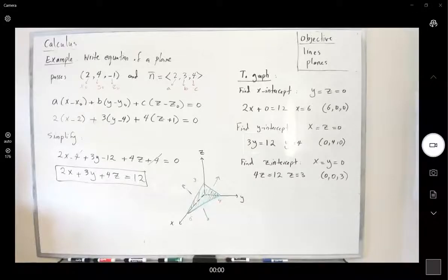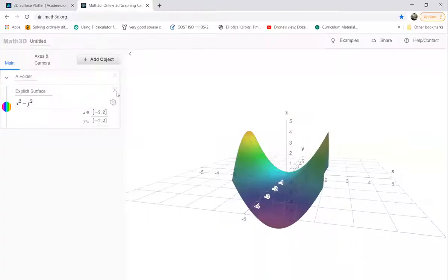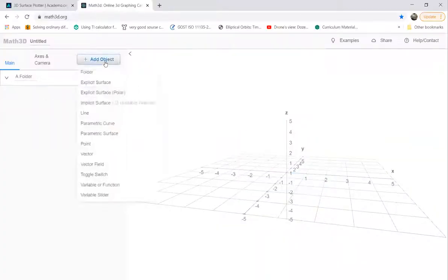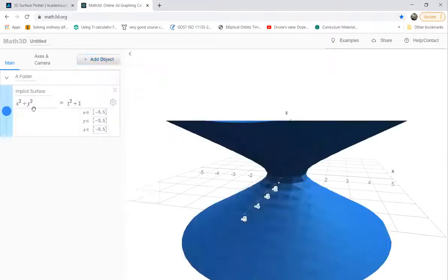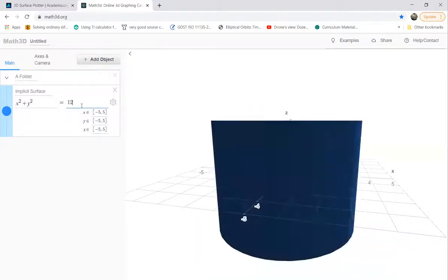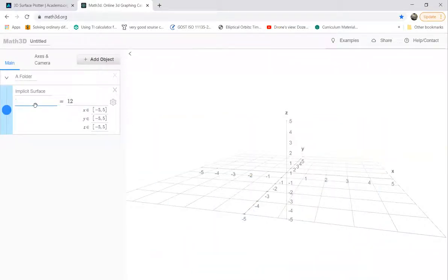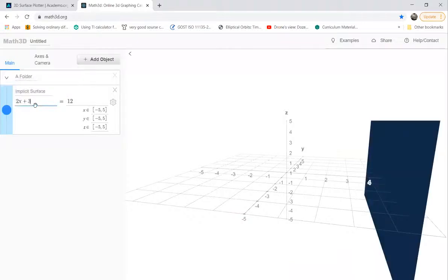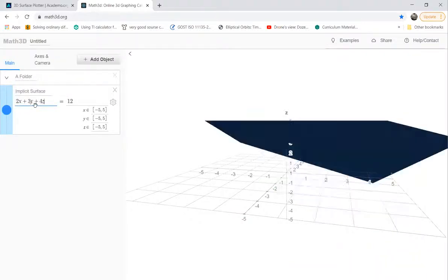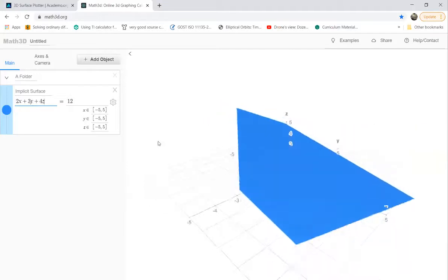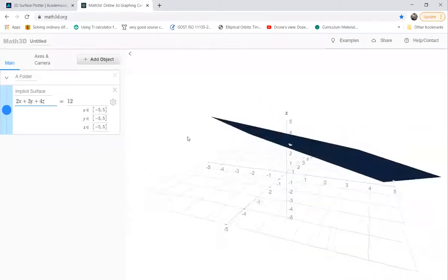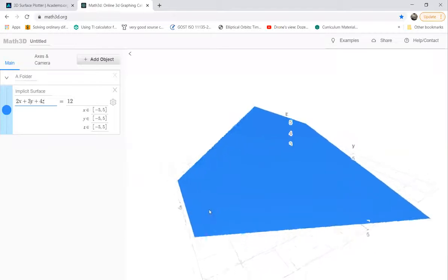Well, let us take a look at our online calculator to visualize this. Let us add an object, implicit surface. So we're trying to graph this plane. We have 2x plus 3y plus 4z equals 12. So we can visualize this plane partially in space.